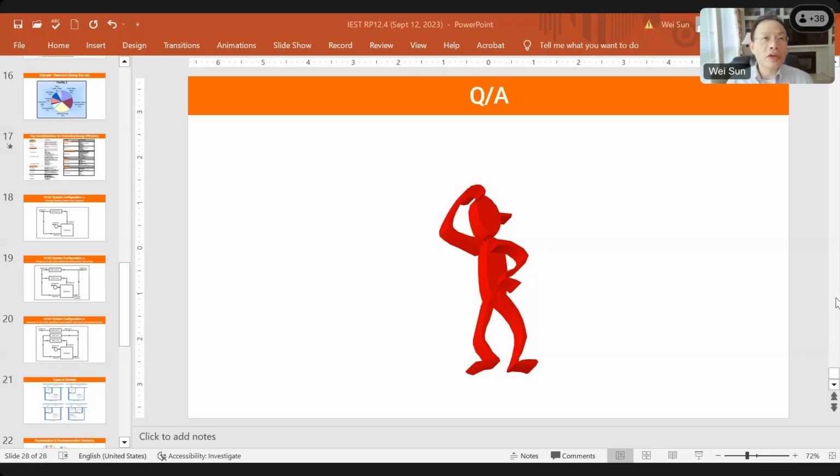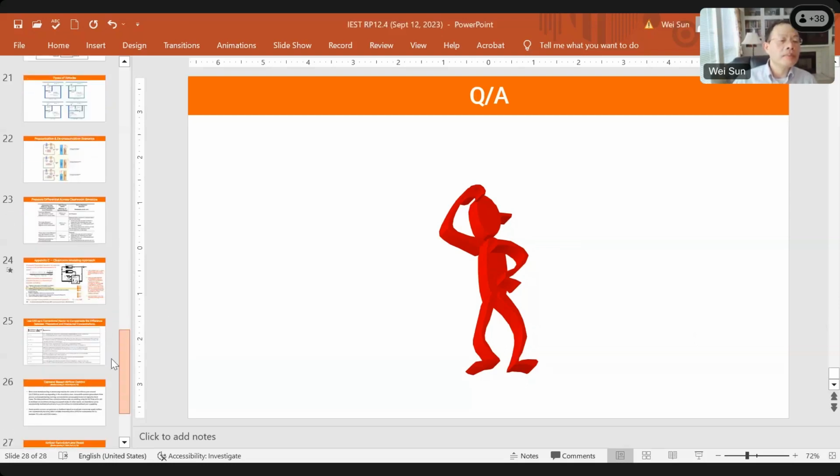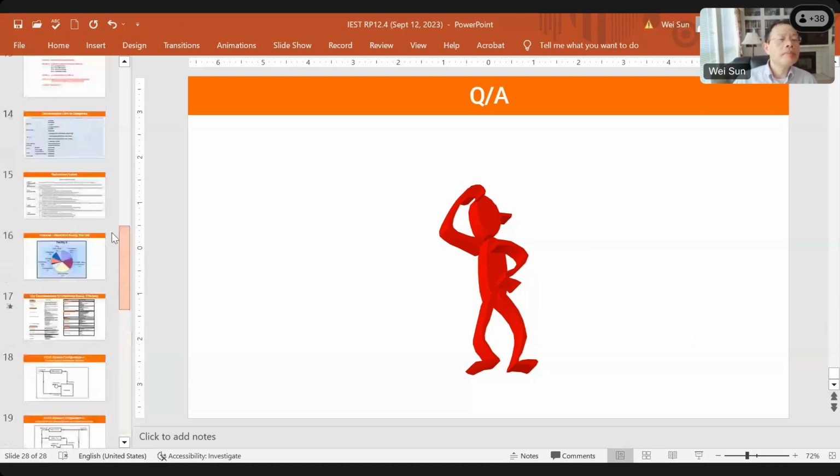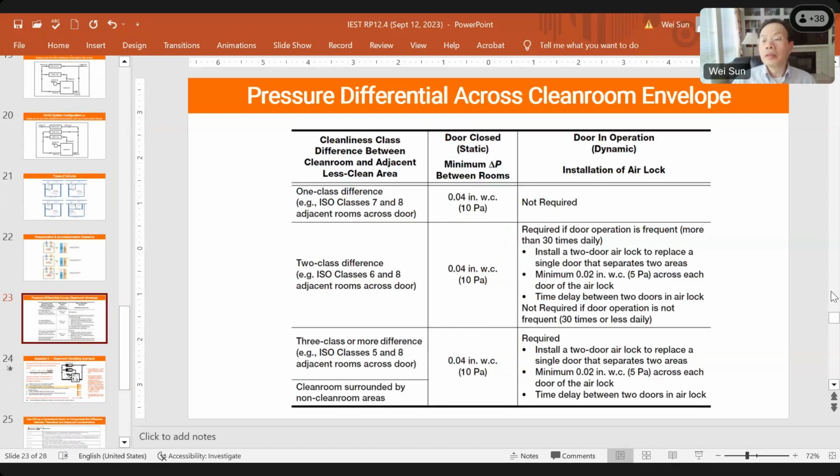Yeah, if you look at the ASHRAE Cleanroom Design Guide, they published in 2017. They also indicate 10 Pascal is the minimum. However, they separate, like the IEST table, they separate. Let me move back to that table. I think that was a good question. Yeah, let me move back to the table.